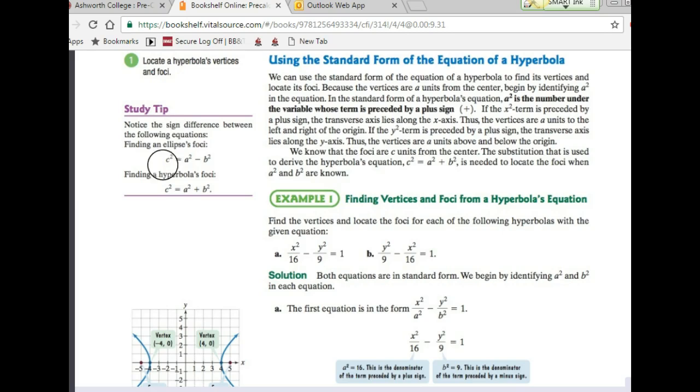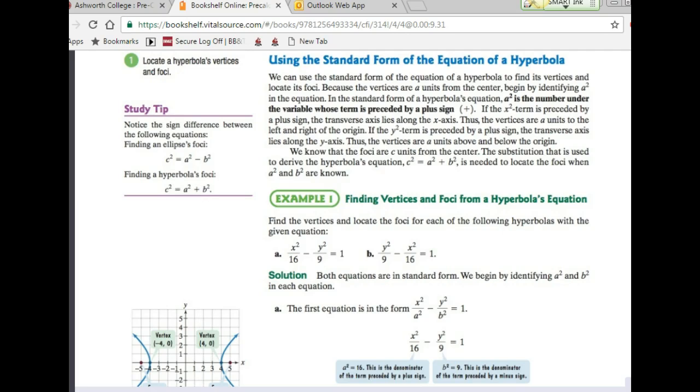The one we studied for ellipse was c squared equals a squared minus b squared. The equation we have to use when we're finding the foci of a hyperbola is c squared equals a squared plus b squared. So that's going to make a real big difference there.